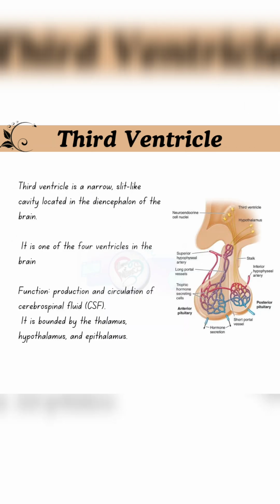Next, third ventricle, which is nearer to the pituitary gland. This third ventricle is a narrow, slit-like cavity located in the diencephalon of the brain. It is one of the four ventricles in the brain. The function of the third ventricle is to produce and circulate CSF, which means cerebrospinal fluid. It is bounded by the thalamus, hypothalamus, and epithalamus.